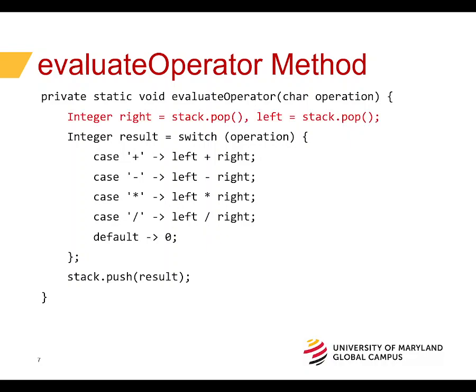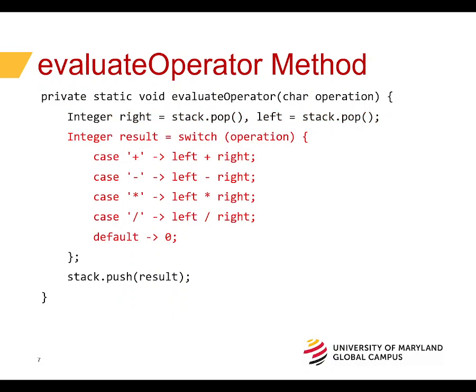The algorithm we outlined previously said that when the token was an operator, we first needed to pop two values from the stack, which is what is being done on this line. Notice that right is popped before left. The order must be reversed because a stack is a last in first out data structure. For the operators that are not commutative, like subtraction and division, the order matters.